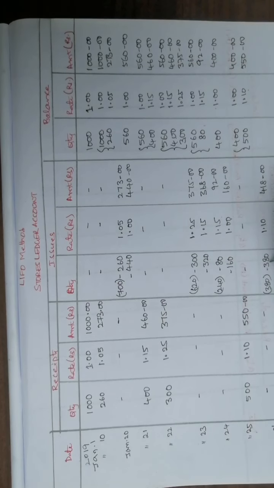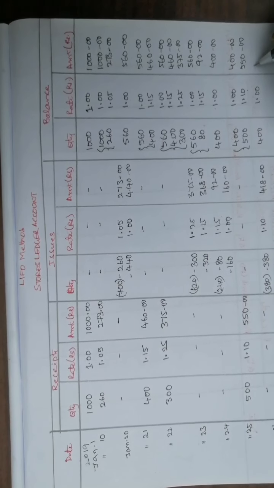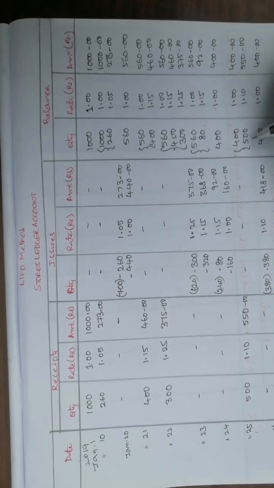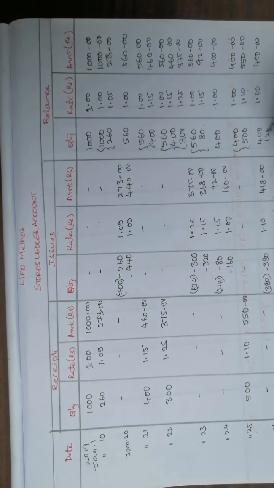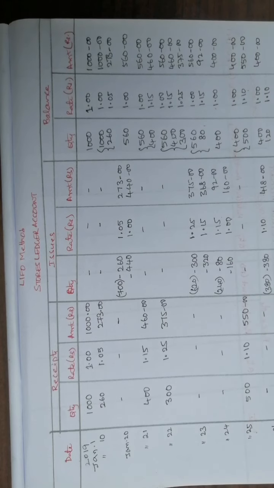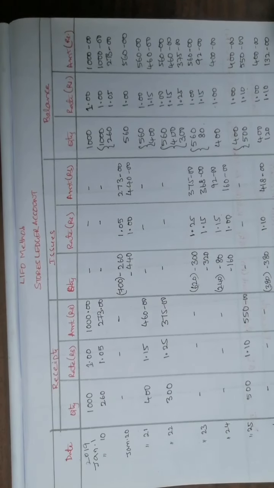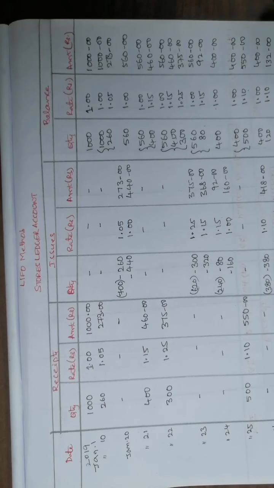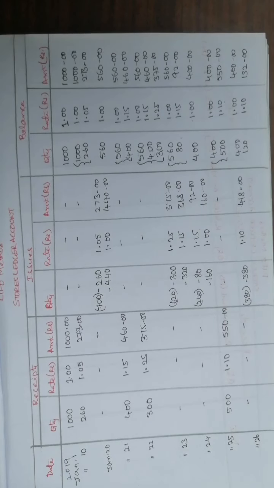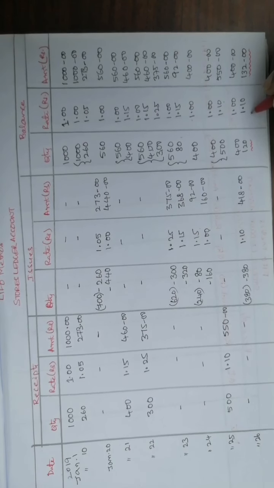Now out of 500, 380 taken. So 400 as it is first, at the rate of 1 rupee. So 400. Now 500 minus 380 is equal to 120 at the rate of 1 rupee 10 paisa. So 120 into 1 rupee 10 paisa is equal to 132 rupees is the balance. 132 rupees is the balance at the end of the month of January in the year 2019. Now what is the balance?